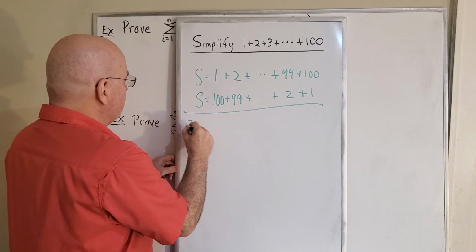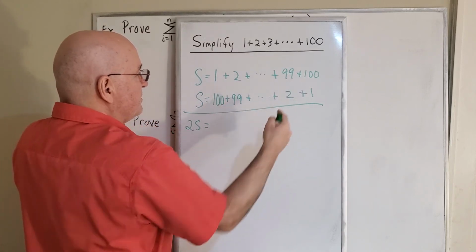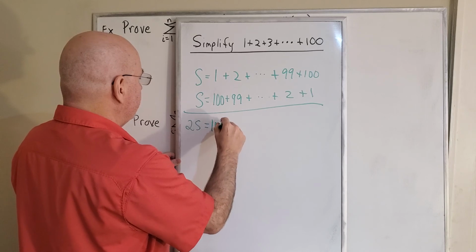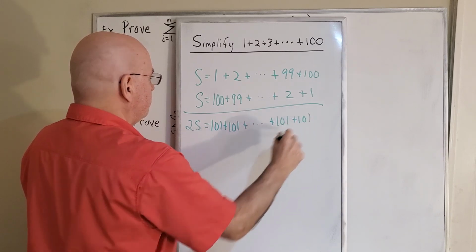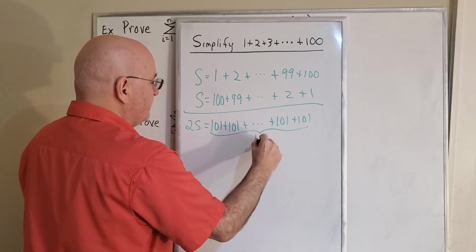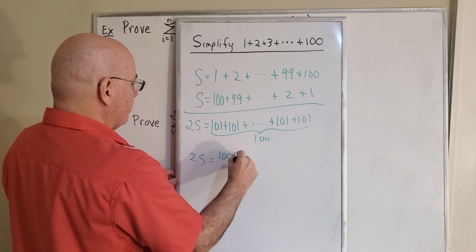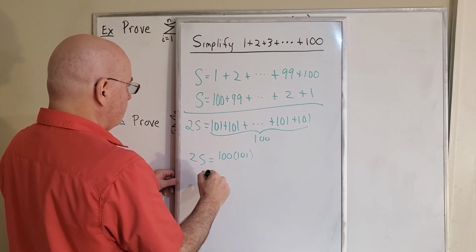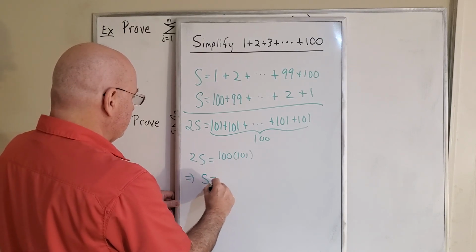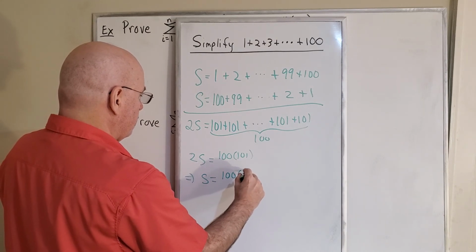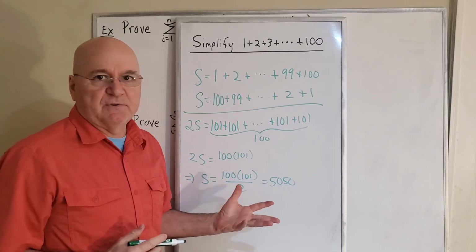So he added them up and got 2S is equal to, adding up all of these columns, which all add up to 101. And he had 100 such numbers. So 2S is equal to 100 times 101. Dividing both sides by 2, he got S equals 5050.